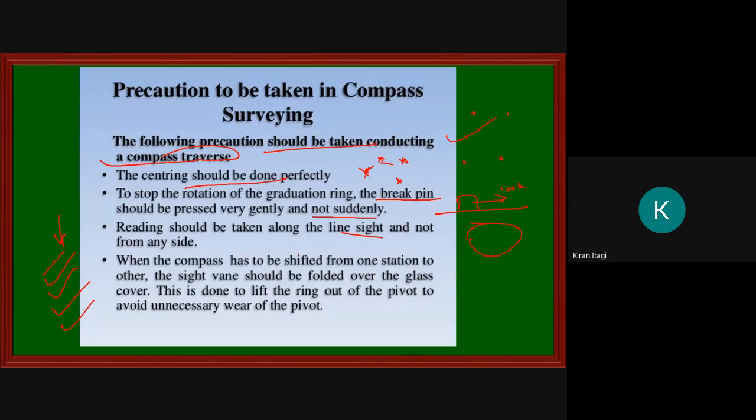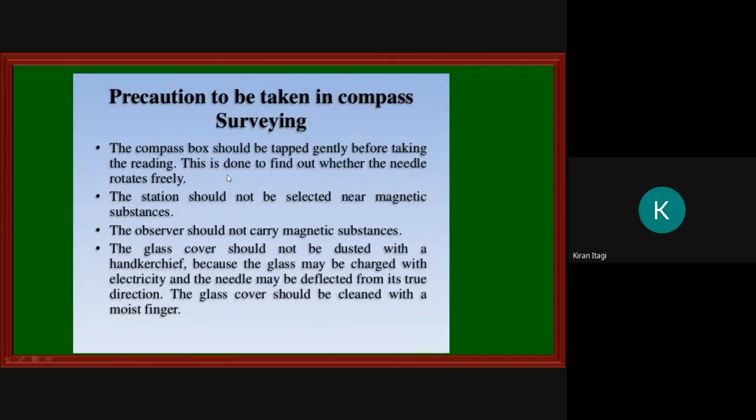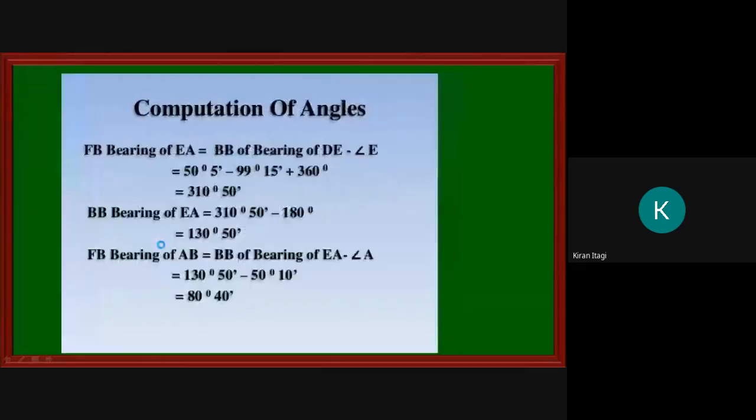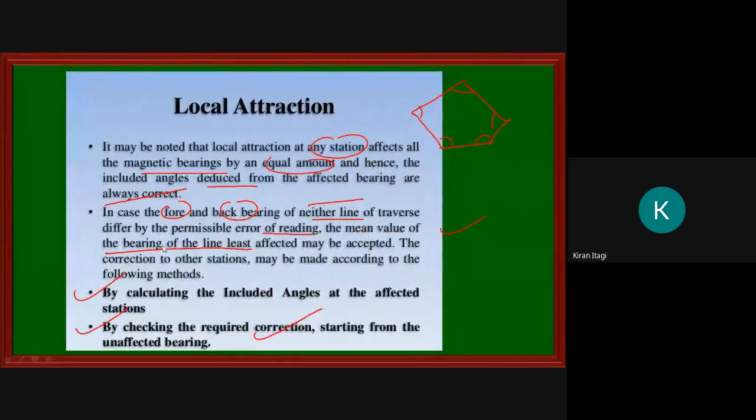When the compass has to be shifted from one station to another station, the sight vane should be folded. This is my compass, this is my sight vane, and this is the eye vane. These two should be folded over the glass cover. This is done to lift the ring pin out of the pivot to avoid unnecessary wear of the pivot. The compass box should be tapped gently. These all things you just go through, it's very simple. Now I will go for some numericals which I have left on local attractions.